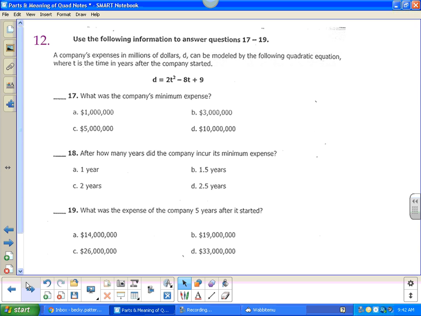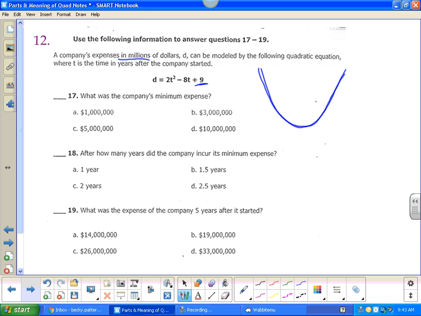Use the following information to answer questions 17 through 19. A company's expenses in millions of dollars can be modeled by the following quadratic equation where t is the time in years the company started. So this is a parabola that opens up. So when they started, looks like they lost a bunch of money and then they bottomed out, but then they started earning money back. And it looks like they started with, now would that be $9? Remember, we're in millions. So they started with $9 million, and then they lost a bunch of money, and then they started to climb back up.